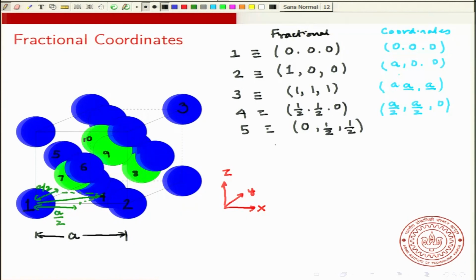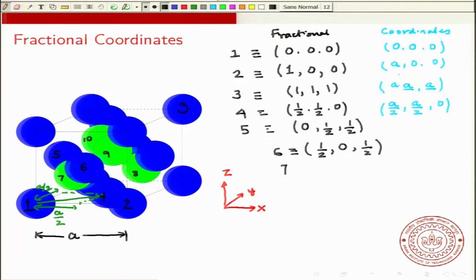And now what about atom 6? Now this has an x coordinate of half, has a y coordinate of 0, so it is in the xz plane, and it has a z coordinate of half in terms of fractional coordinates. If you want, you can write it as a by 2, 0, a by 2 in the real coordinates, the non-fractional or actual coordinates. Now things will get more interesting. Let's go to atom 7.